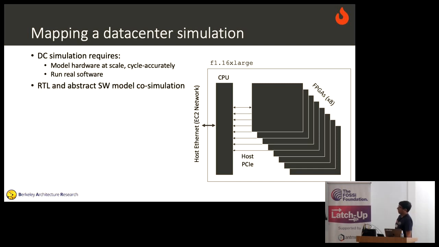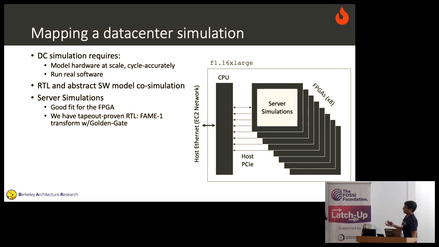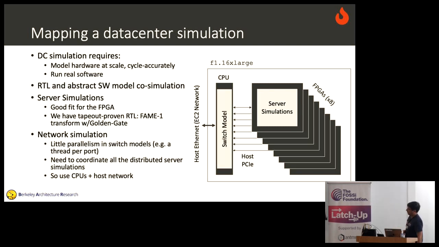So it turns out we can very easily map data center designs onto here. We're going to use RTL and abstract software model co-simulation to do this. So what's going to happen is the server simulations we can derive from RTL for RISC-V SoCs. That's what's going to run on the FPGAs here. And then network simulations, where we have relatively less parallelism in things like our switch models, we can run as C++ models on our processors here.